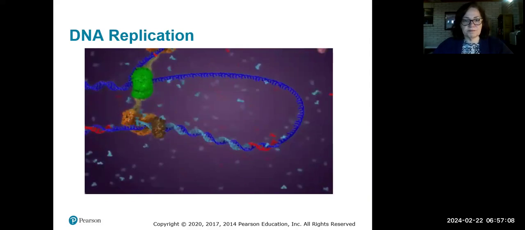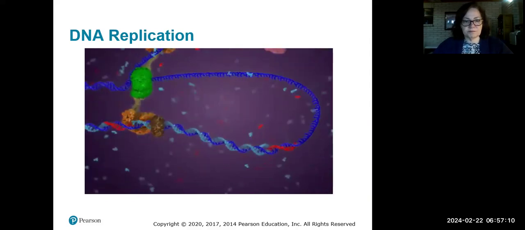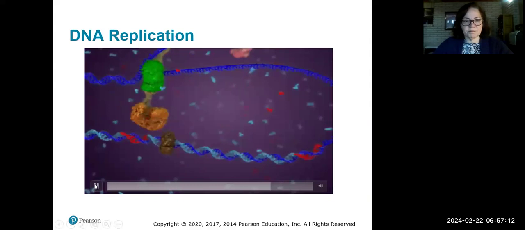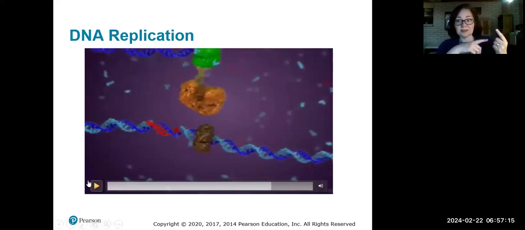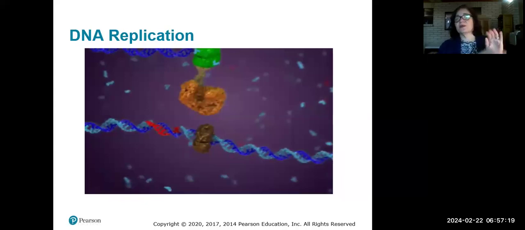When the piece is finished, it is released from DNA polymerase. And this would be like getting on at the next on-ramp and driving south, getting on at the next on-ramp and driving south, little strips at a time.